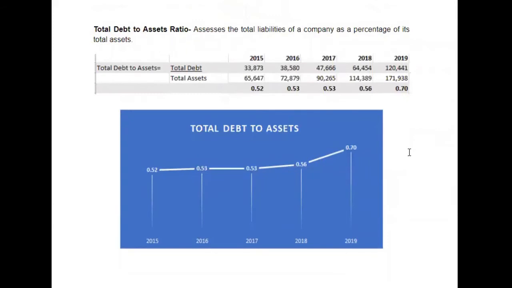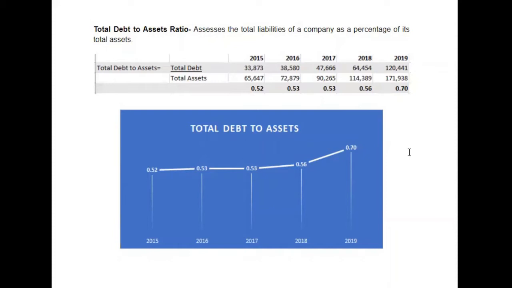So based on the data above, the debt ratio from 2015 to 2017 has been stable with an average of 0.526. In 2018, it increased slightly to 0.56. However, by 2019, it increased to 0.70. It means that for every 1 peso of assets, 70% is financed by debt. This increase is caused by Jollibee's increase in assets and liabilities from 2015 to 2019.